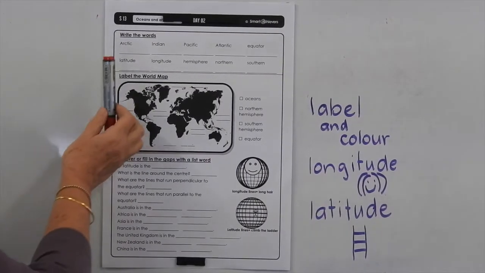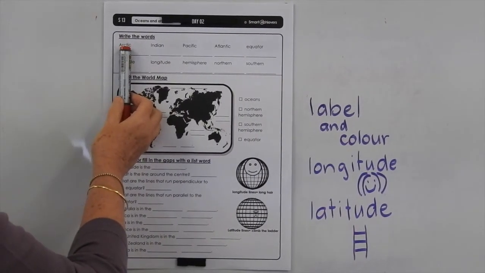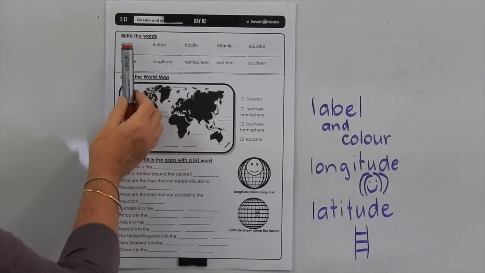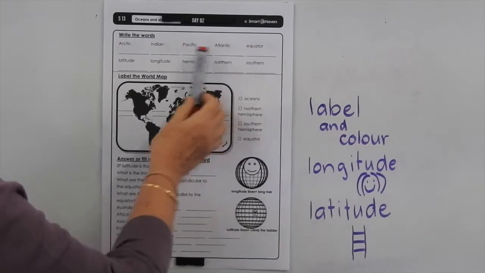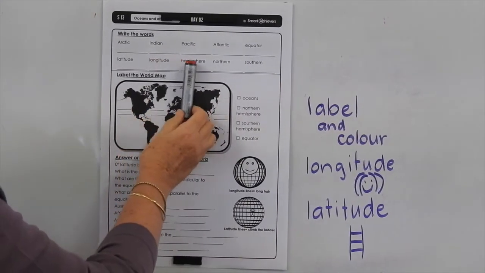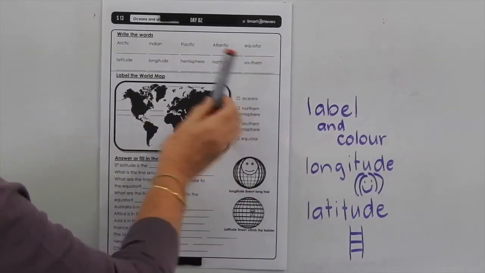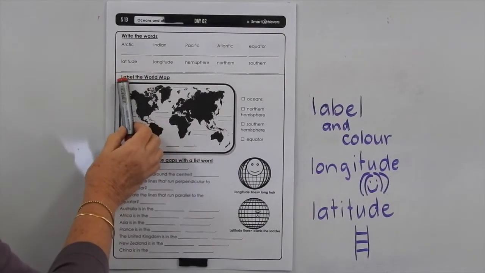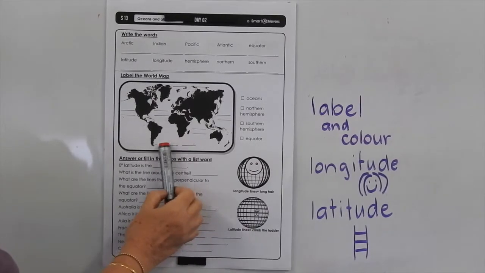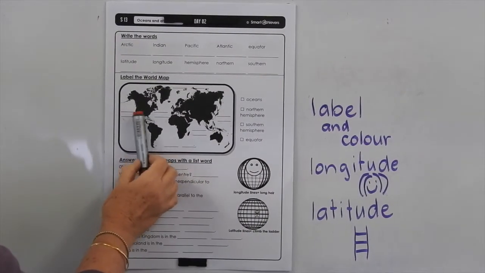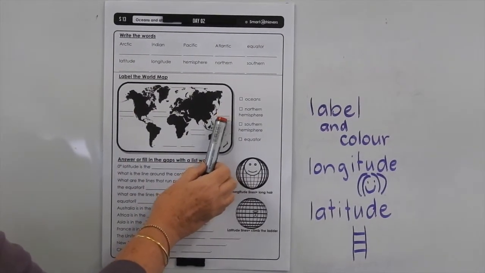This list we're looking at the oceans of the world and some atlas terms. So we've got Arctic, Indian, Pacific, Atlantic, equator, latitude, longitude, hemisphere, northern and southern. So in this section you have to label the world map, so we've given you some lines there for the hemispheres and we've given you some lines also for the different oceans.